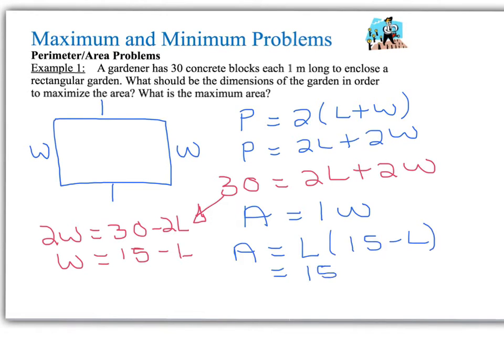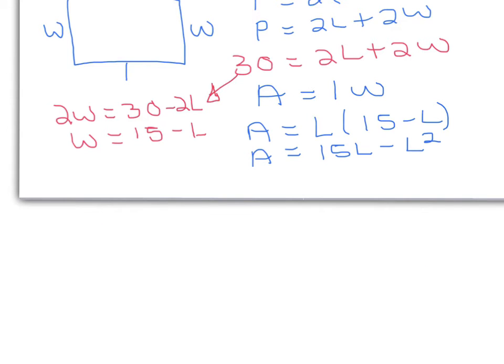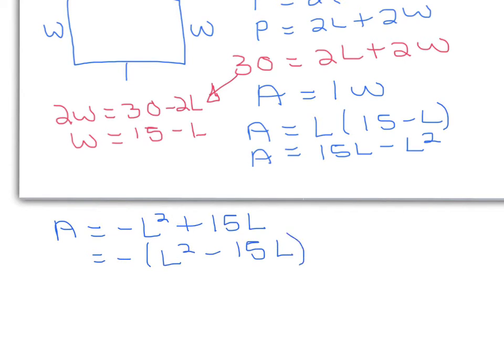Expand, you get 15 times the length minus the length squared. So we now have our area formula in standard form, not in factored form. So we can now complete the square for this formula for area, which is in terms of the length, to find the maximum. Okay, so factoring out the coefficient of -1, inside the bracket we want to create the perfect square trinomial.